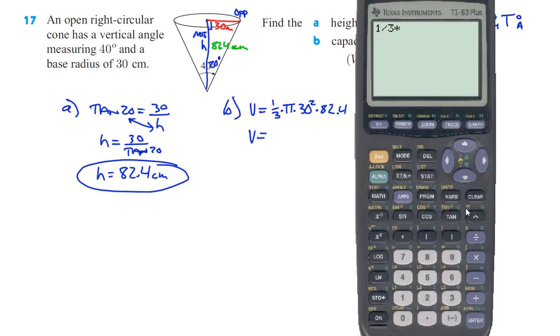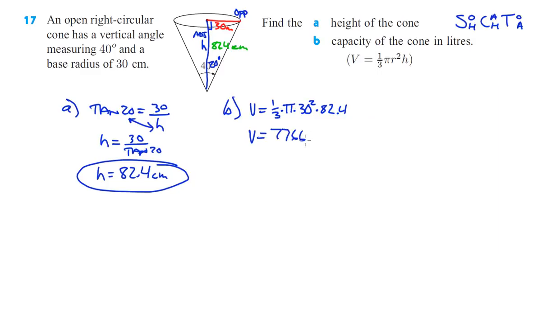You're going to want to use the pi button. This one here is my pi button, times 30 squared times 82.4. Okay, just double checking to make sure I got everything in right. Looks like I'm good. Push enter, and our volume is 77,660 centimeters cubed.